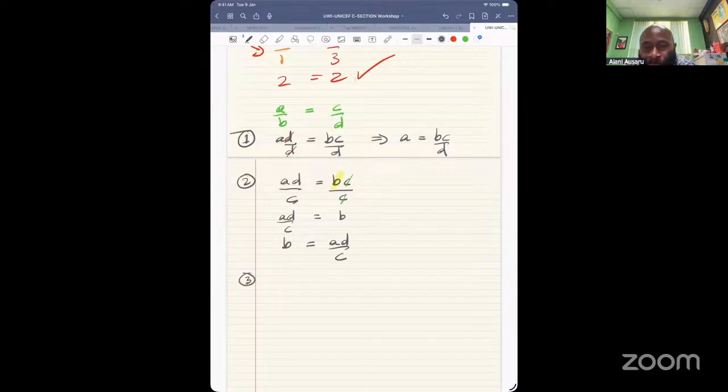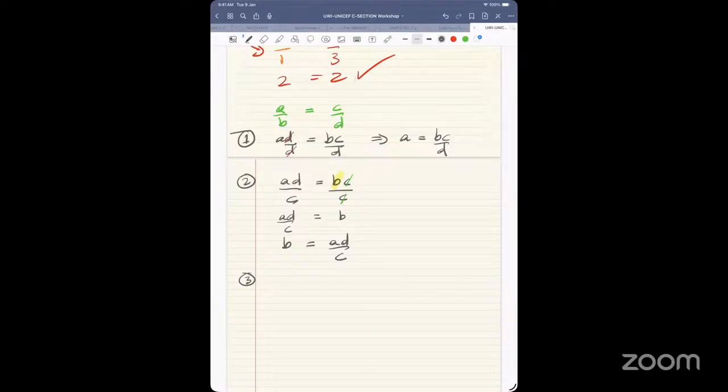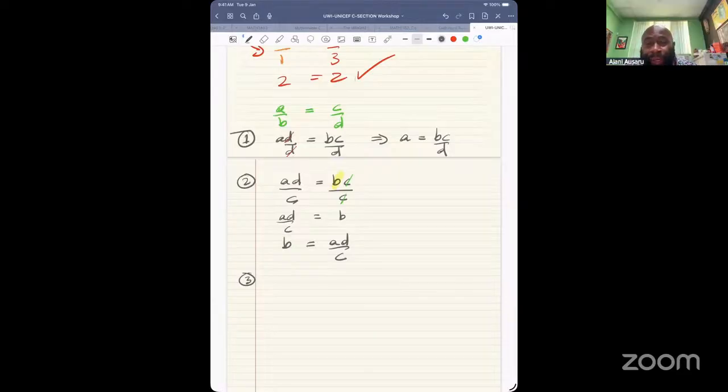Right. So why am I doing all of this? Because in different questions, the examiner may ask you for A, the examiner may ask you for B, the examiner may ask you for C, or the examiner may ask you for D. So you have to know how to reposition the objects that you want to find. All right. So let us go again and do the same thing again.